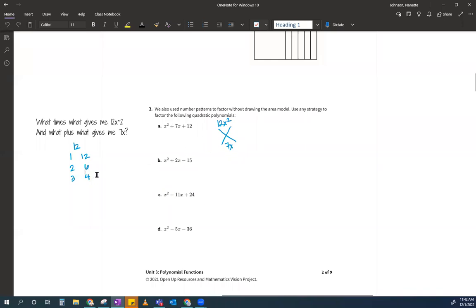So I'm going to take my 4x and my 3x, and I'm going to write it over here. So 4x and 3x. And then I'm going to check just to make sure, especially with your negatives here, always check. 4x times 3x is 12x squared. Woohoo! 4x plus 3x is 7x.